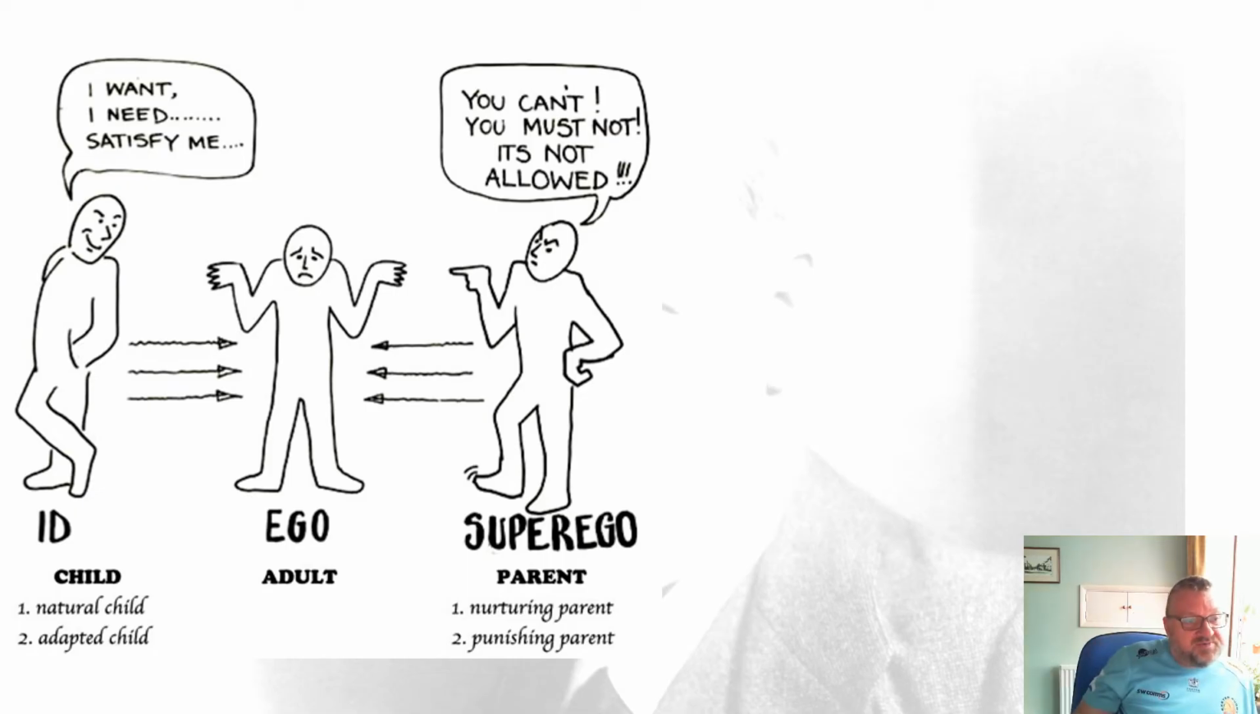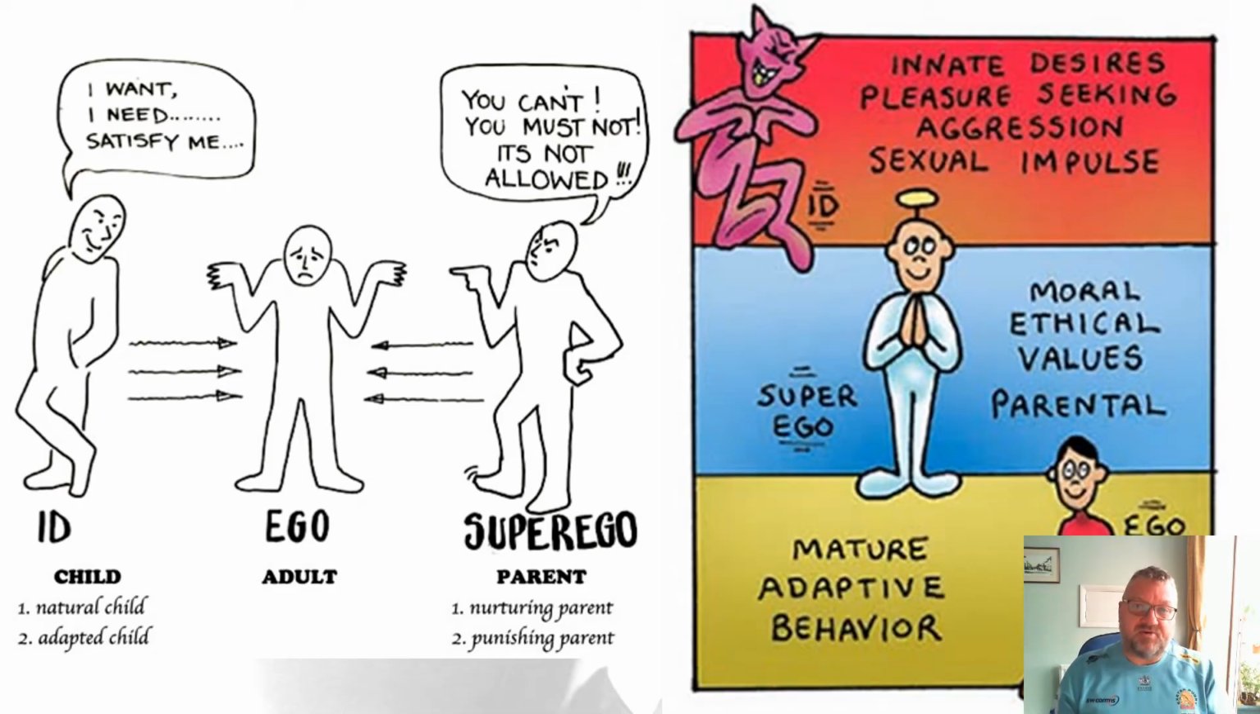So you've got your id, which is like a child going, I want, I need, satisfy me. You've got the superego going, you can't, you must not, it's not allowed. And then you've got the ego in the middle. So your id's the child, your superego is acting like a parent, and your ego is the rounded adult with the rounded psyche. So the id is your innate desire, your pleasure-seeking aggression, sexual impulse, whereas your superego is your moral, ethical values, your parental values, and then your mature adaptive behaviour is demonstrated in the ego. Lots of different diagrams to show it in different ways.